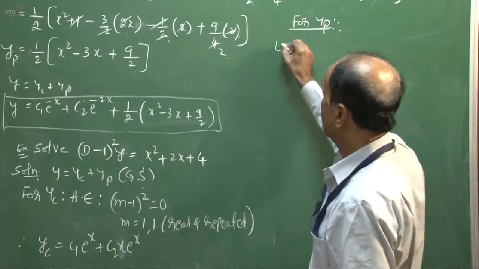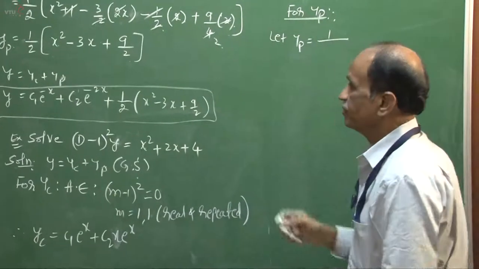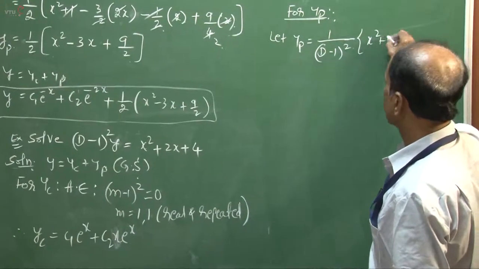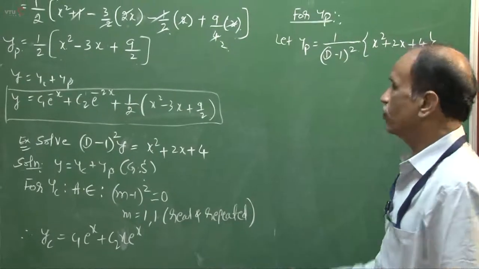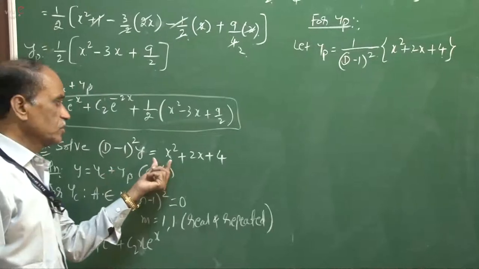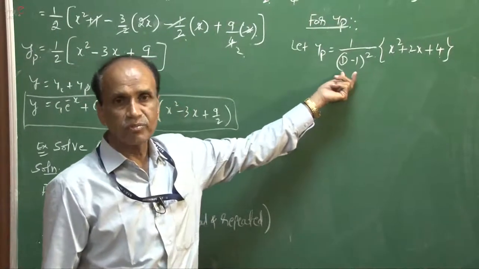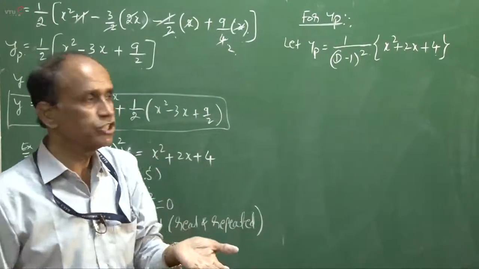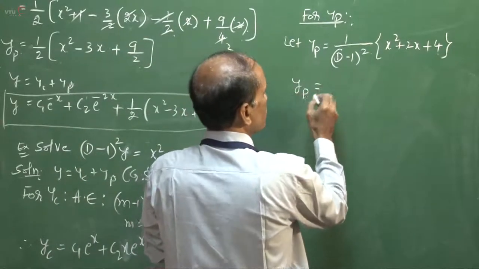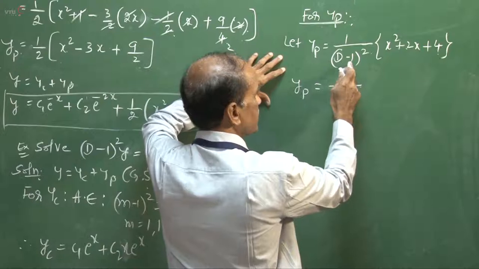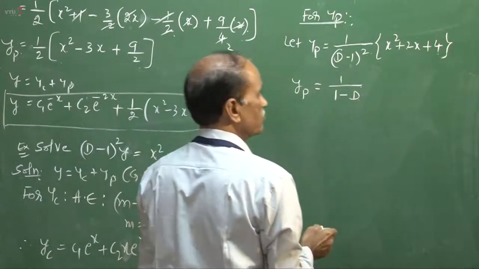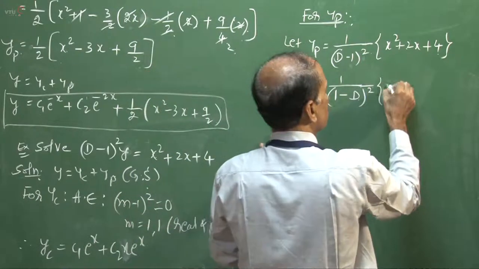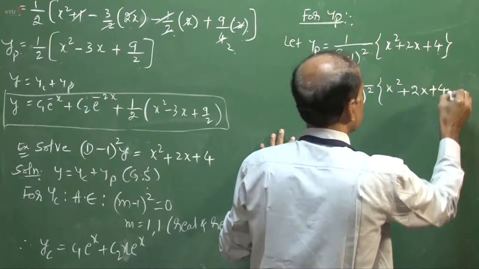For yp, let yp is equal to 1 divided by (D minus 1) whole square, operating on x square plus 2x plus 4. D minus 1 whole square will come to the denominator, which will act as the inverse differential operator. In the denominator itself, if I reverse the terms, I expect 1 minus D as 1 plus D whole square, because when you take the minus sign outside, it makes a square, so that gives a plus sign only. Therefore, x square plus 2x plus 4.